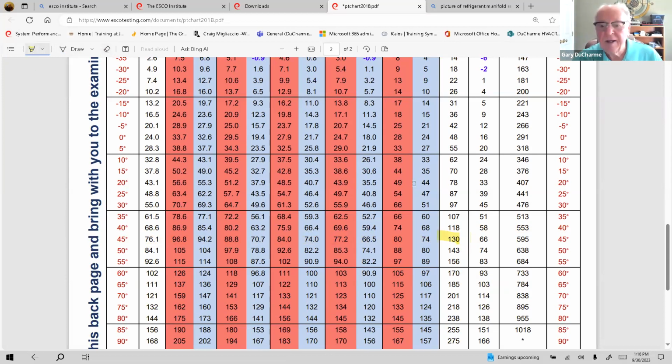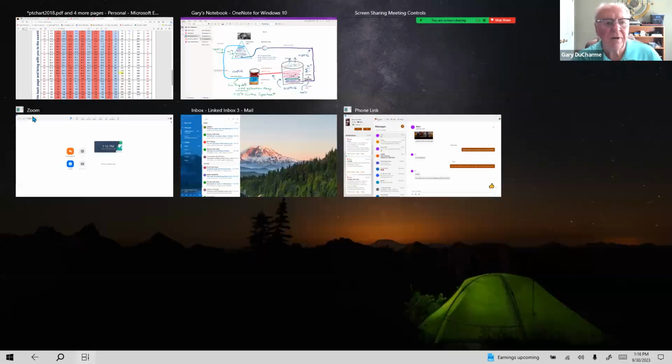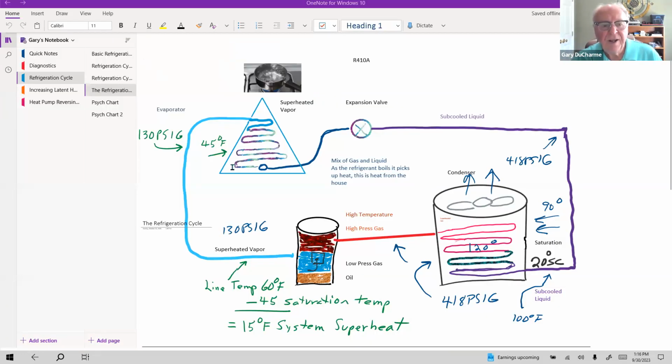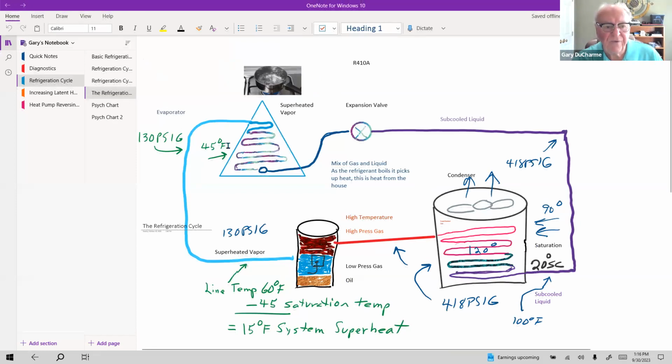Now, if we look across from 130 psig to the temperature at saturation, meaning at this 130 psig inside our evaporator we have a mixture of liquid and vapor, then we're looking at 45 degrees saturated refrigerant. So if we look into our evaporator on my chart here, in our evaporator here, we have 45-degree refrigerant. Now, I've drawn it so it's a mixture of different colors, meaning it's at saturation.